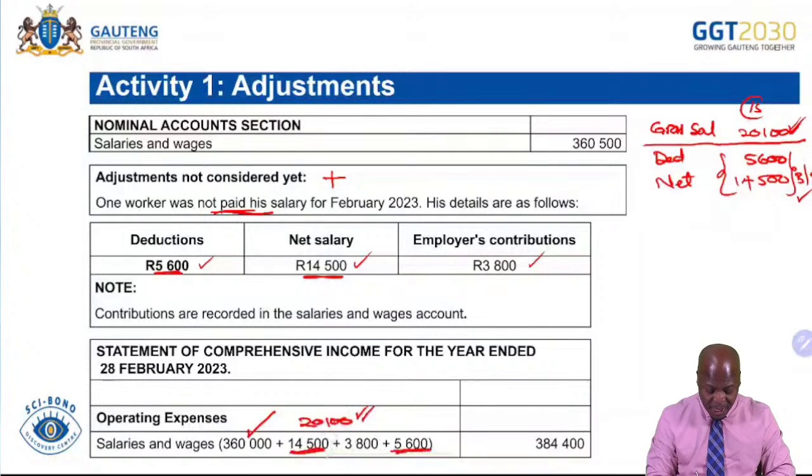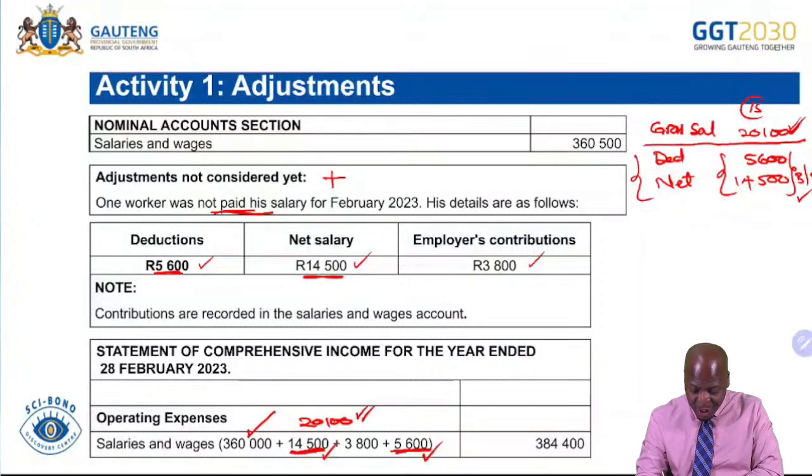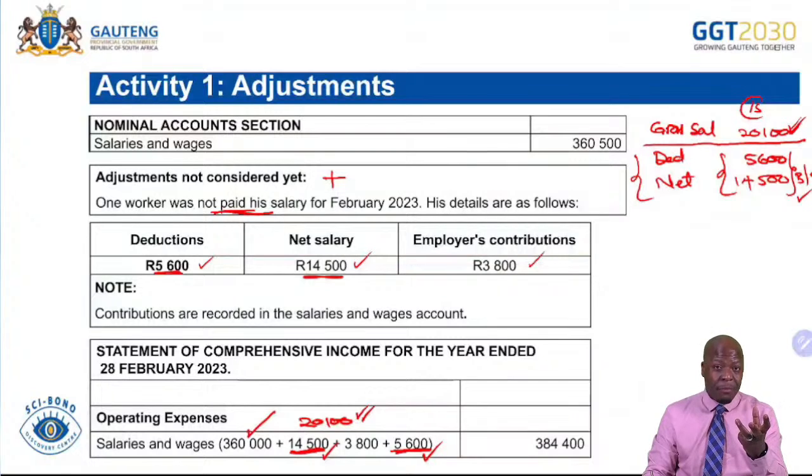So even if you show them separately as 14.5 and the 5.6, you are still correct because the addition of the two gives you the gross. If you brought us 20.1, still very correct because we record the gross. And these two amounts, that is your deduction and your net salary, this is what is then going to be recorded in the statement of financial position, which is the balance sheet, under note number 9, trade and other payables.